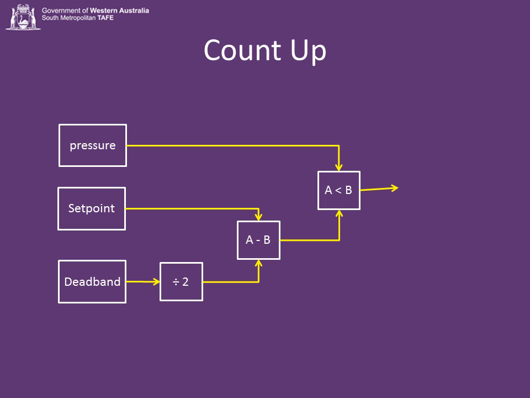That's an area where we deem it's close enough so don't do anything. Let's take an example. The set point is 50 with a dead band of 10. We increase the timer if the pressure is below 45. That's half of the dead band. And we decrease it if the pressure is above 55. That's set point plus half dead band. I want the counter to count down if the pressure is too high, more than set point plus half dead band.